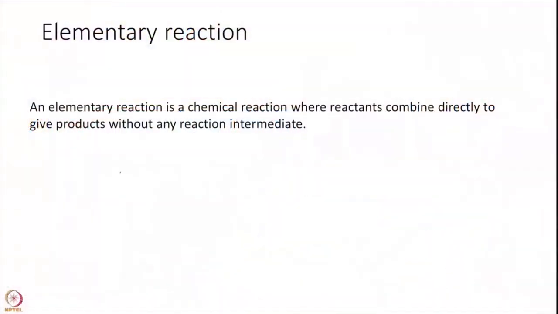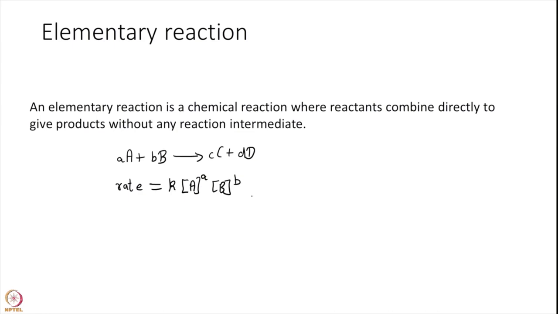For an elementary reaction, one very important observation is that the rate is always given as k into A to the power of a into B to the power of b, for an elementary reaction of the form aA plus bB going to products. So if a reaction is elementary, this equation must hold always, no exceptions. We often write the rate constant above the arrow to signify that this equation will hold.